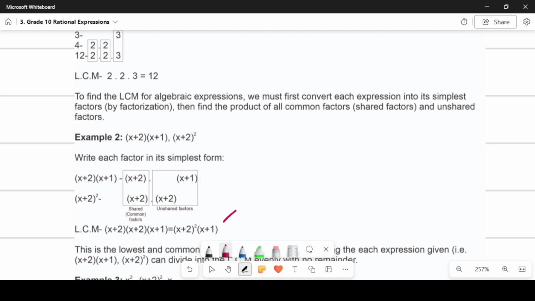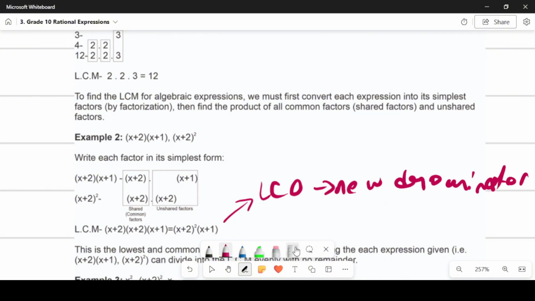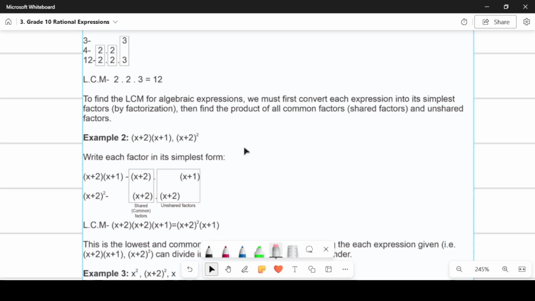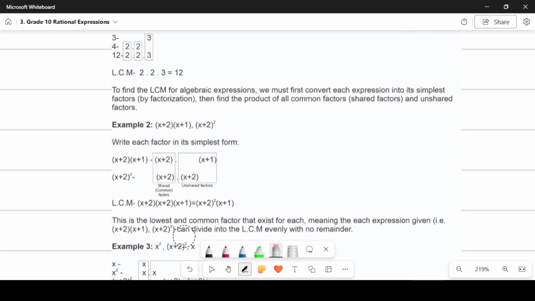That will give you x plus 2 all squared multiplied by x plus 1. So this here is the same as our LCD, right? This is what we call the new denominator. Remember, there are all those rules that we learned under fractions. Same idea applied. It becomes the new denominator. Okay, right. So what does this mean? This is the lowest common multiple that exists for each of these expressions. Meaning that each expression given, this one and this one, can divide evenly into this LCM without remainder. So it's the lowest and it can divide evenly into the LCM without remainder.